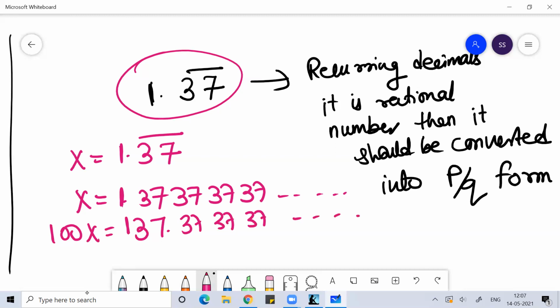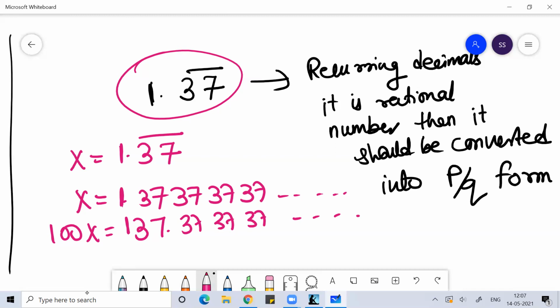Yeah, sir. See, you cannot convert this into P by Q form until you are able to erase all the decimals. In order to convert this into P by Q form, you have to erase all the decimals. So to erase all the decimals, you multiply with 10 or 100 or 1000 or 10,000, depending upon how many digits are there under the recurring form. Is this part clear? Yeah, sir.